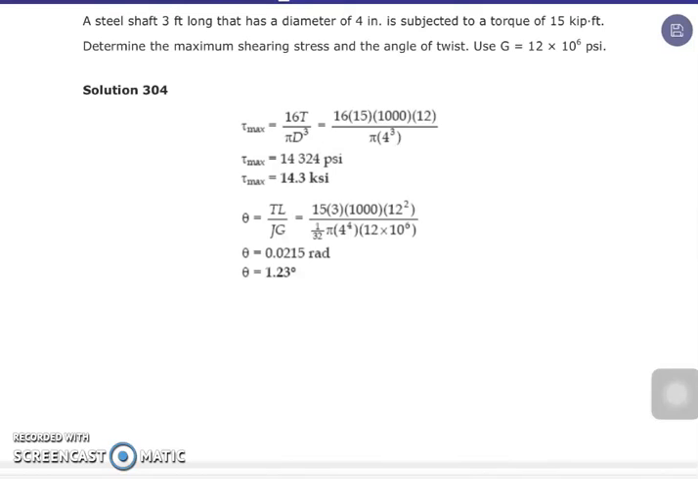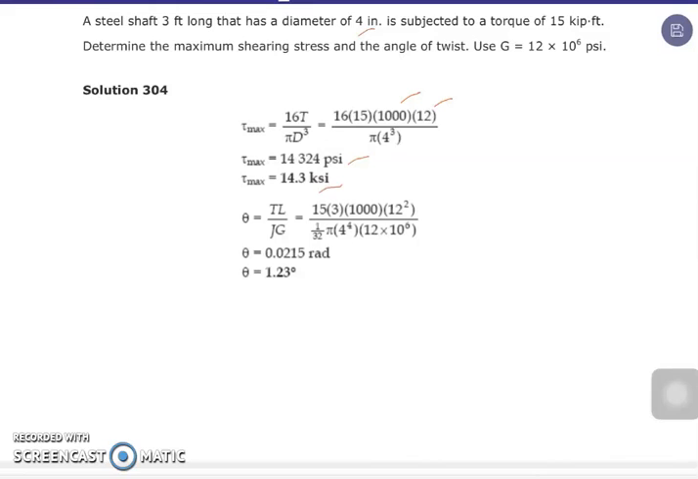we simply have to substitute the values for our torque, which is equivalent to 15 kip-feet. So we convert this to pounds and to inches. We multiply by 1000 and by 12, all over pi times our diameter, which is 4, so we have 4 cubed. If we simplify, we get a value of 14,324 psi, or this can be equivalent to 14.3 kips per square inch.